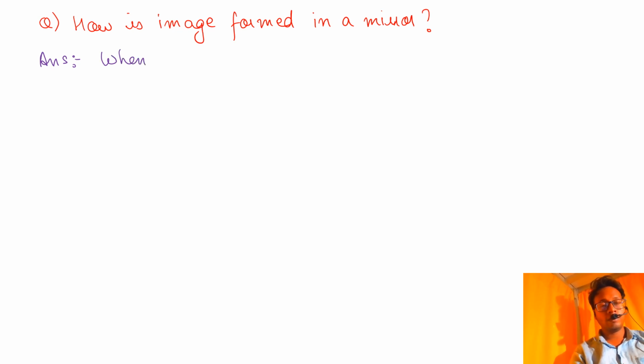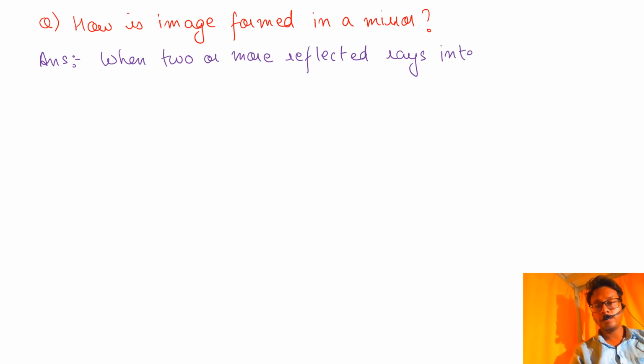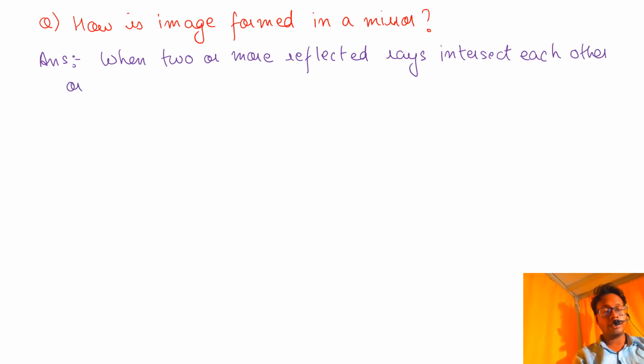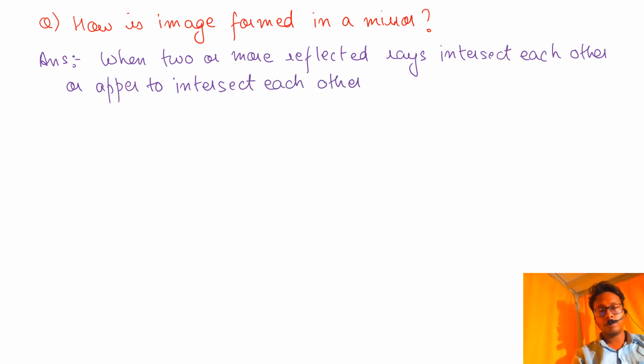When two or more reflected rays intersect each other, or appear to intersect each other, images are formed.